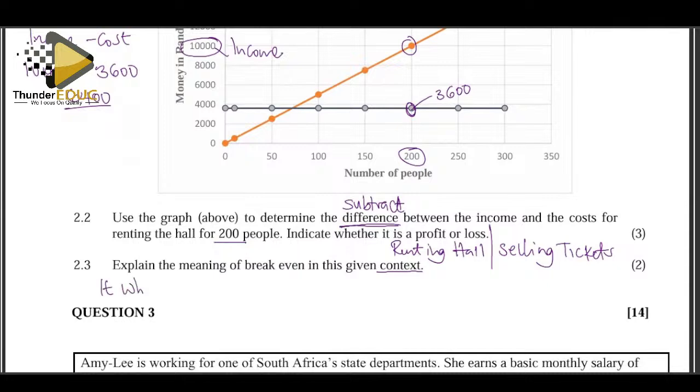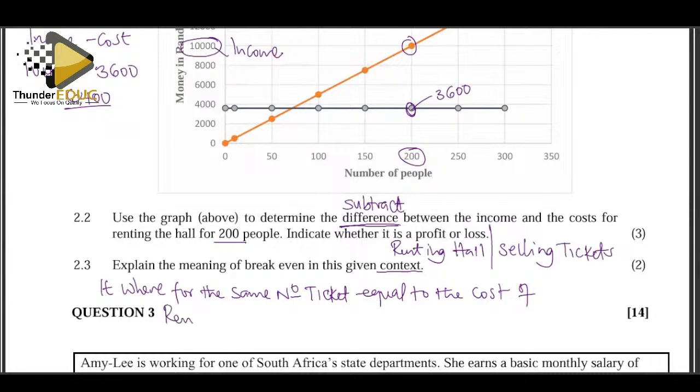You can say it is the point where, for the same number of tickets sold, the income received equals the cost of renting the hall. Yes, and we are saying it's where, for the same number of tickets sold, income received equals the cost of renting the hall.